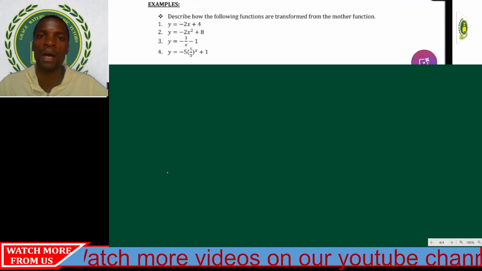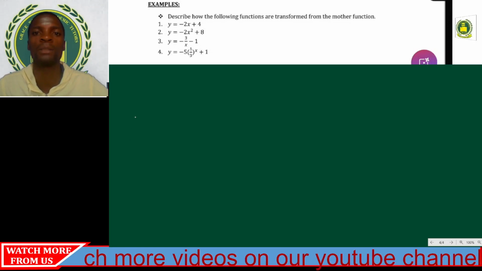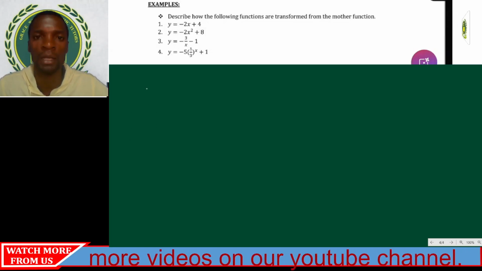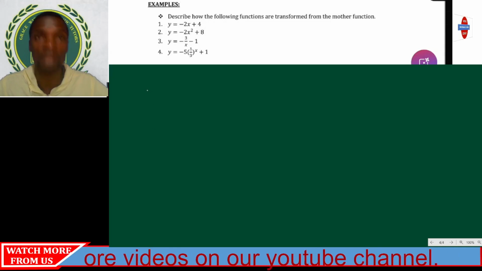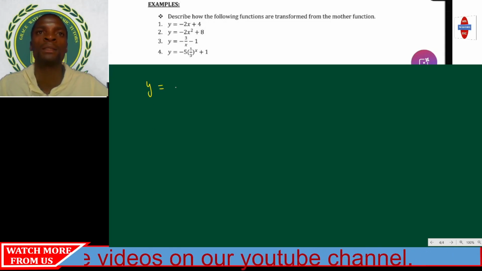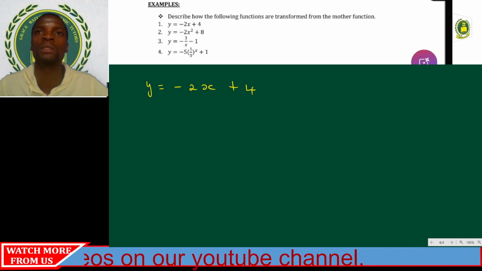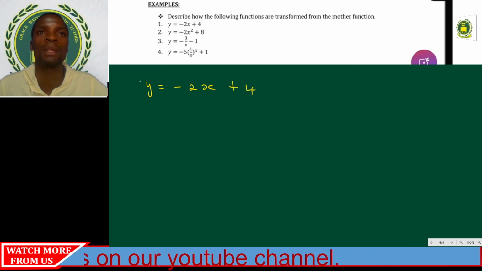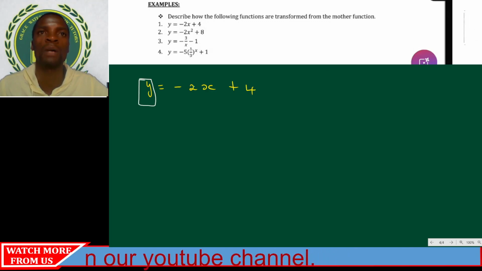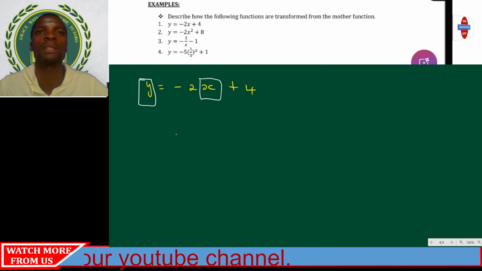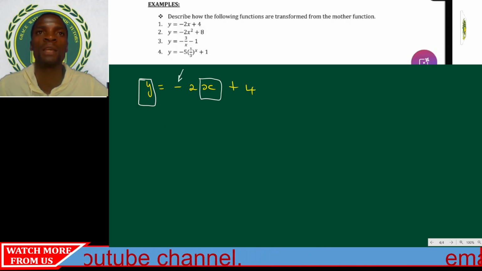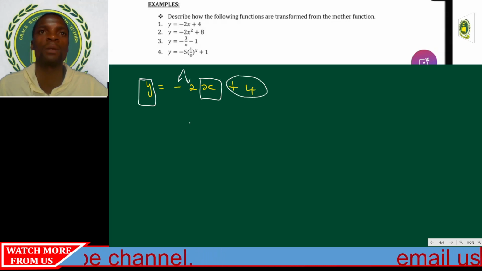Describe how the following functions are transformed. Let's consider y = -2x + 4. The first thing you need to do is highlight your mother graph. Your mother graph is y = x. Since it is y = x, what do you see here? There is this coefficient, and there is also this independent variable. So what is the independent variable doing, and what is the coefficient doing?